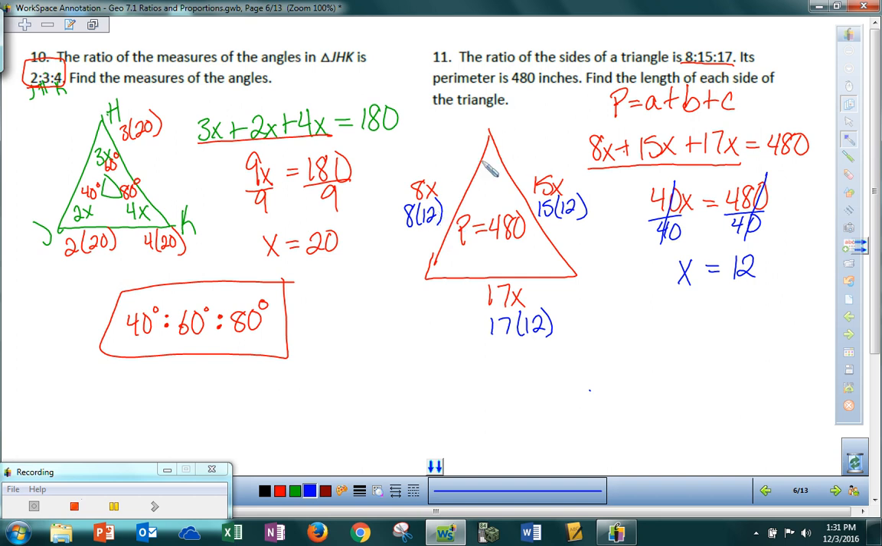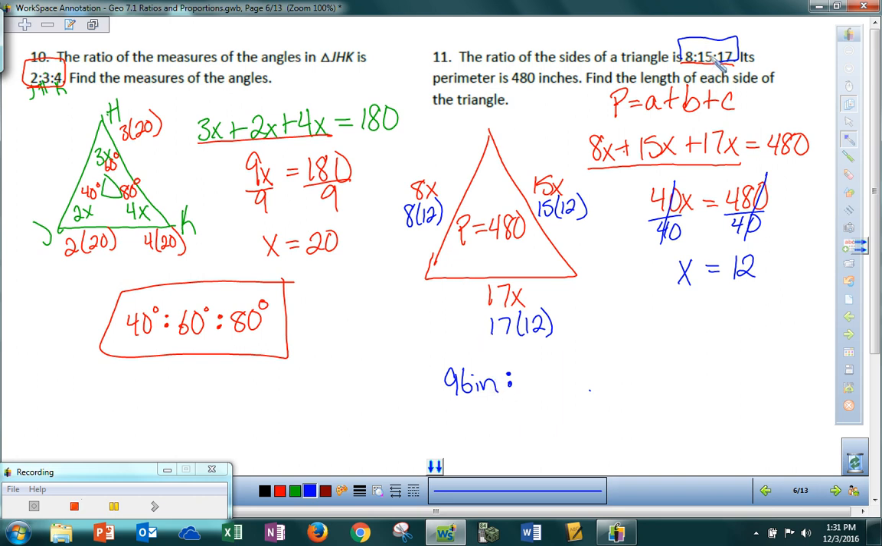So, for this one, if you have a picture, you can go ahead and label the sides, but we're not given names for this triangle. So what I would like you to do is express your answer in the order that we're given in our ratio. So 8 came first, so we will take this 8 times 12, the 96, hopefully you came up with, inches for our first part of our ratio.